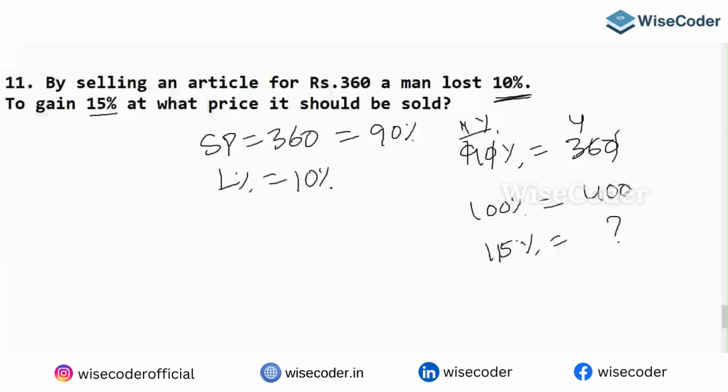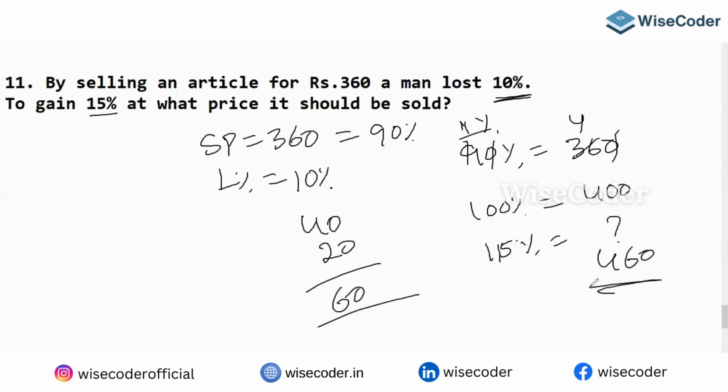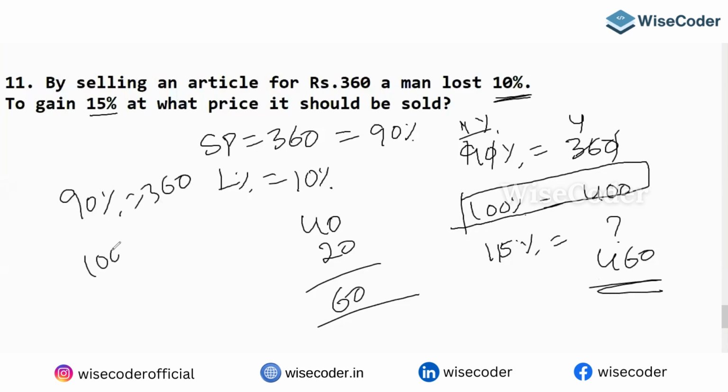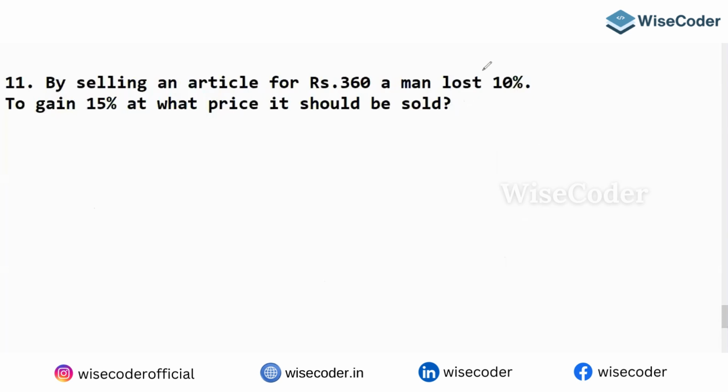Look here, 100% is 400, then 115% equals: 10% is 40, 5% is 20, so the total extra is 60. So that is nothing but 460. So if we sell it for 460, we get 15% profit. No need of calculating this much; you can say directly 90% equals 360, then 115% equals how much? If you calculate that, you can get your answer.